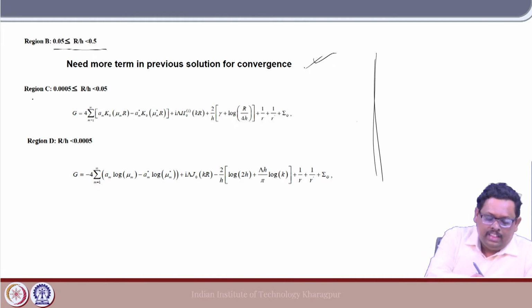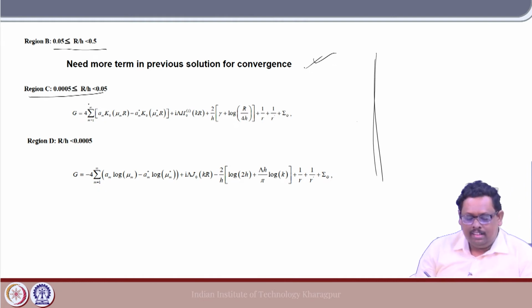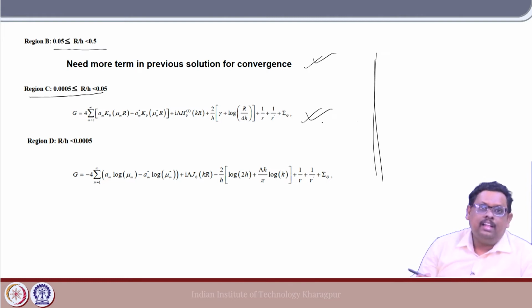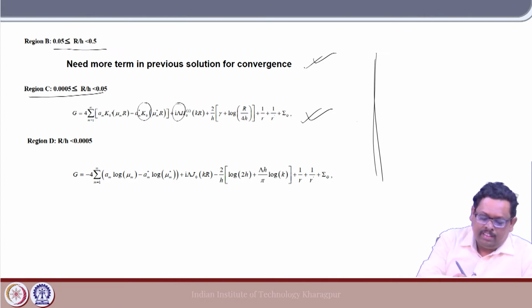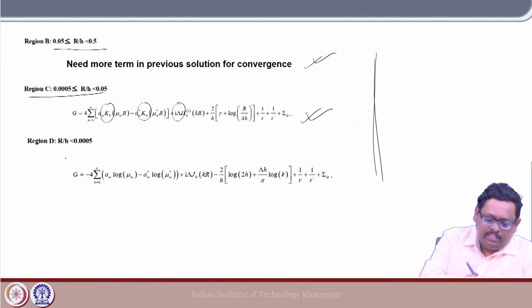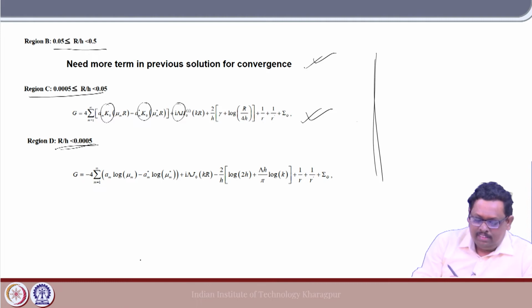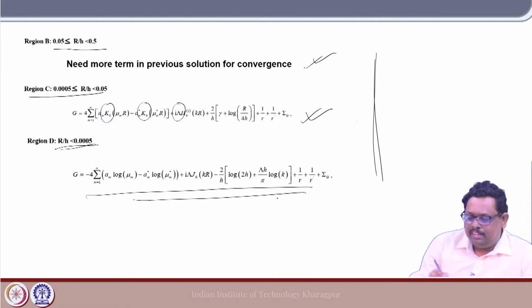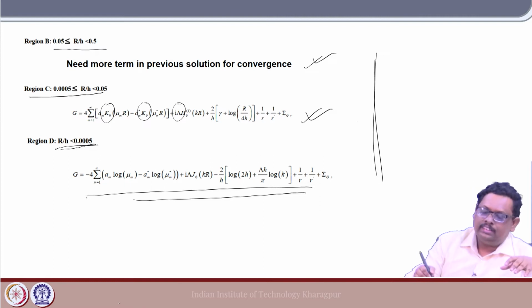Now, if it is really close, then we use another type of series, and here you can see another type of Bessel function comes into the picture. And if it is very close, then you have yet another type of series function. So, we have to use this sort of series to get the solution for the free surface Green's function.